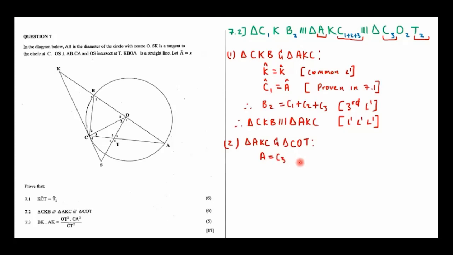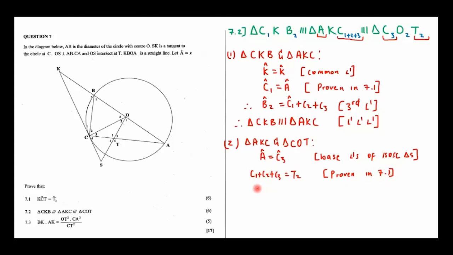The only thing I'm going to write here are those two things I just did. Angle A equals C3. The reason for that is the base angles of the isosceles triangle. Remember, OCA is an isosceles triangle, given that OC and OA are both radii. All right, what's the next one? Another one is C1 plus C2 plus C3, which equals T2. This one was proven in 7.1.